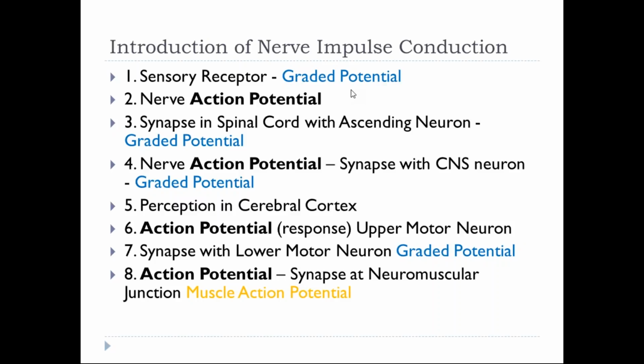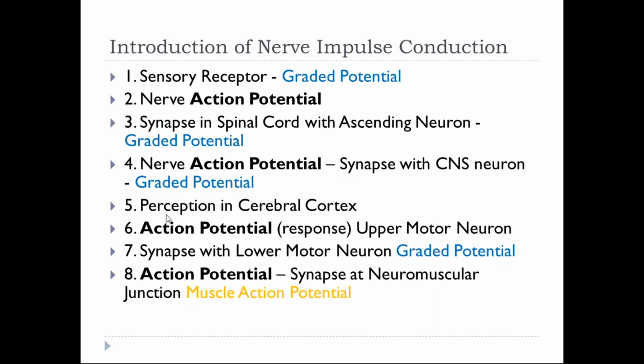When it does, then that travels. But every single time it has to make a synapse, you have another graded potential. If the graded potential is enough, it stimulates an action potential. But then you have to have another synapse, so that will be a graded potential.